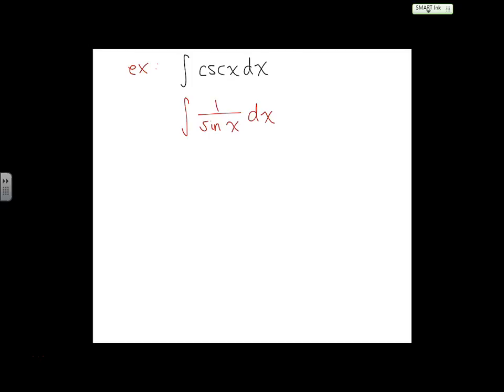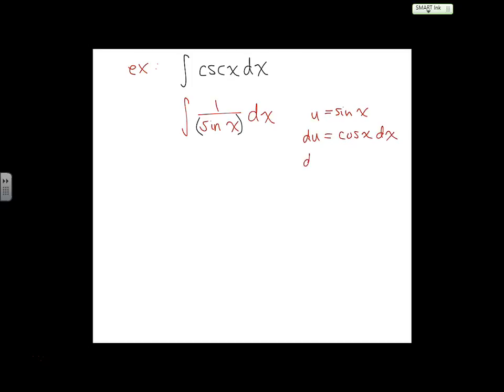But now what? I guess we could try to think of u. U would be the innermost, right? Okay. So if we were to choose u to be sine, who would be your du? Yeah, just cosine of x. That's it, right? Just cosine of x dx.